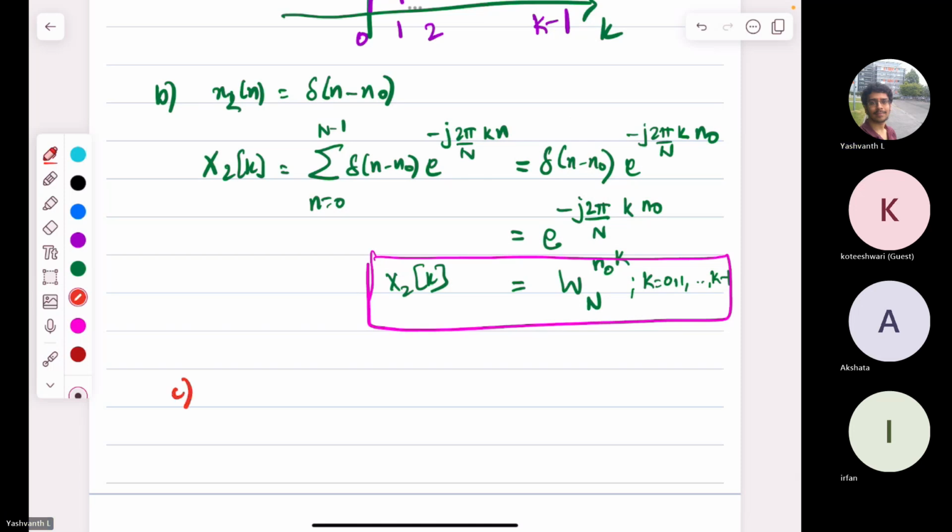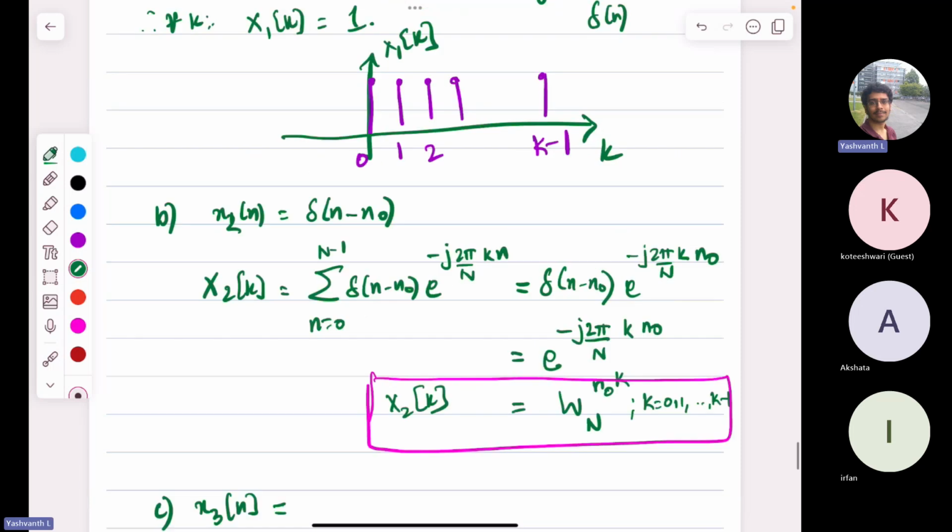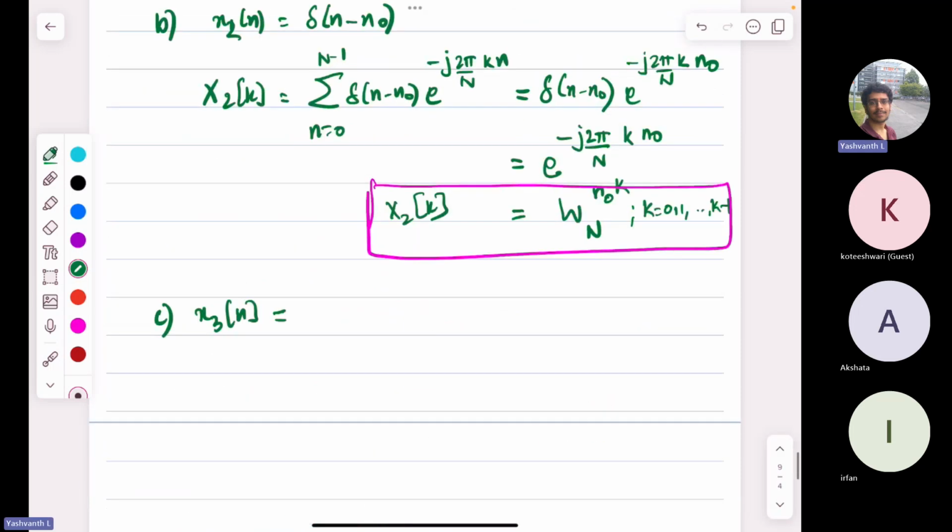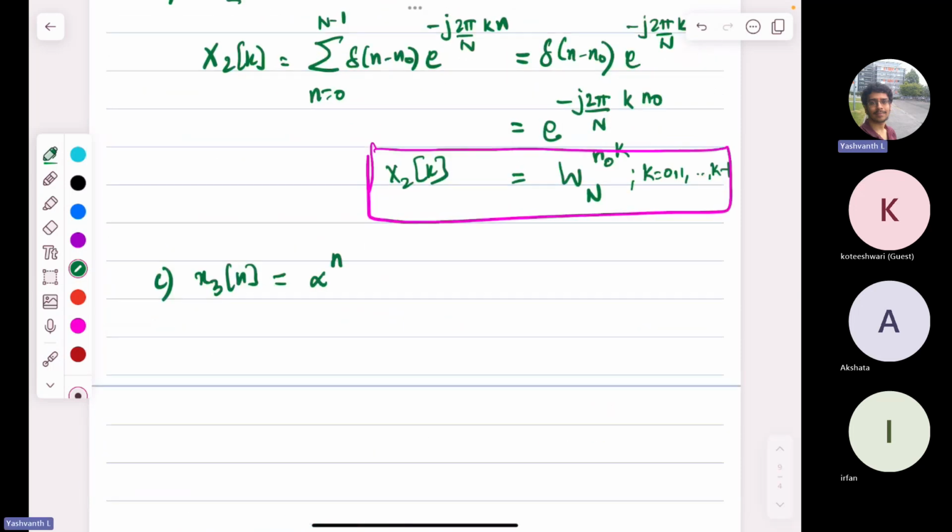Third question, x3 of n equal to alpha power n. Then basically you compute x3 of k equal to sum over n equal to 0 to capital N minus 1 of alpha power n into e power minus j 2 pi by N into kn.